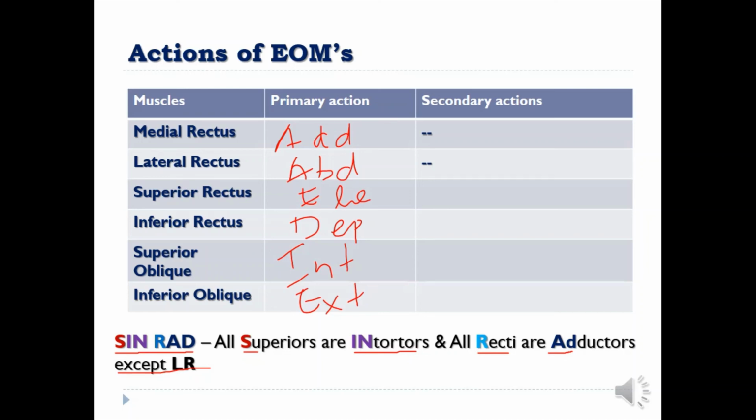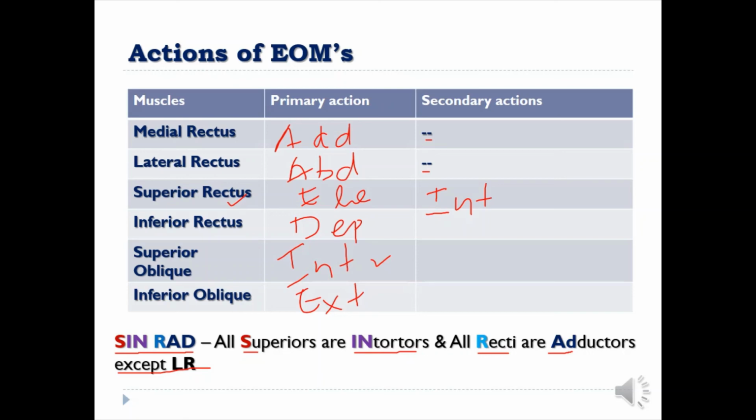Now we'll try to fill in the secondary actions. There are no secondary actions for medial rectus and none for lateral rectus; these muscles have only primary actions. Now, what is SIN RAD? All superiors are intorters. We have already written one superior, intorsion here, and another superior is superior rectus, so it has a secondary action of intorsion.